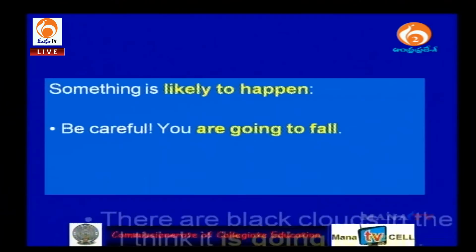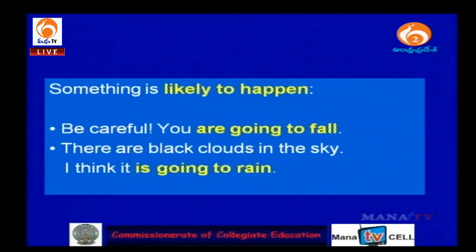See, I have the third possibility. The first possibility is simple present. The second possibility is present continuous. The third possibility is be in present tense plus going to plus V1. Now, we use be in present time plus going to plus V1 to describe something that is likely to happen. Likely to happen indicates a future action because it hasn't started.